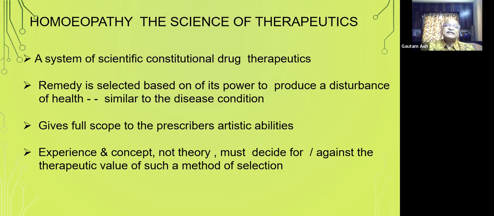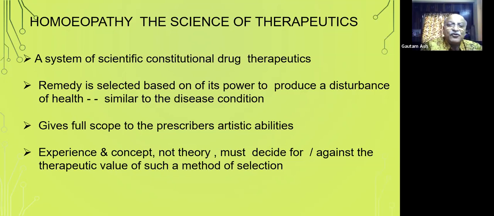Therefore, homeopathy, the science of therapeutics. Our topic is therapeutics. Homeopathy, the science of therapeutics. A system of scientific constitutional drug therapeutics. So, for treating any case, maybe a GI problem or any other system problem, the best way of treatment is constitutional drug treatment. We may give palliative medicine, we may give acute or subacute medicine, but ultimately that will give a temporary relief, or if that will not give any relief, then we have to go for constitutional treatment that will give permanent relief. That is the homeopathy science of therapeutics.